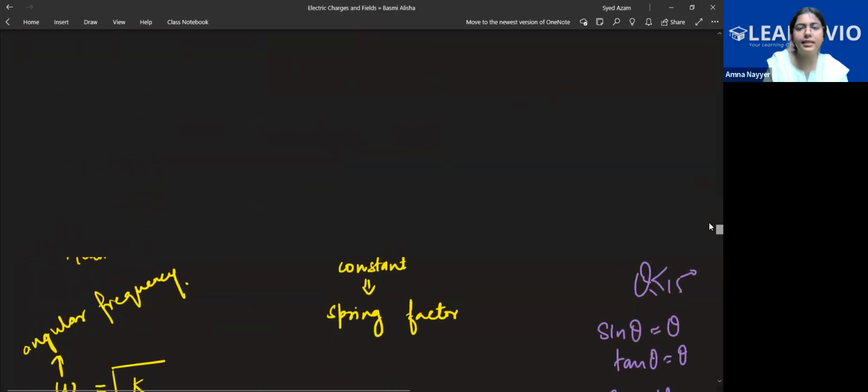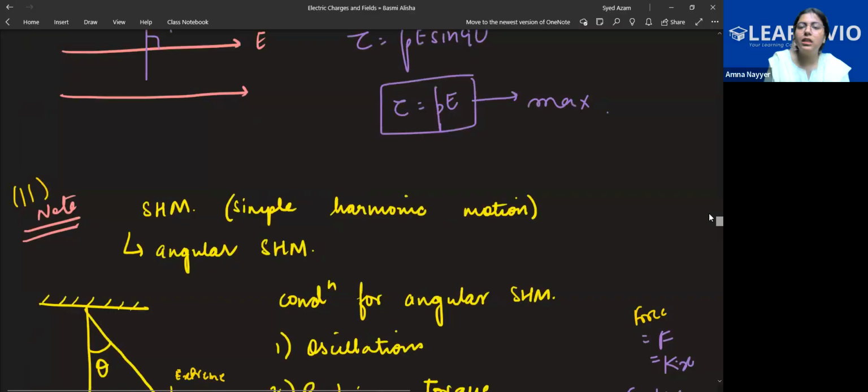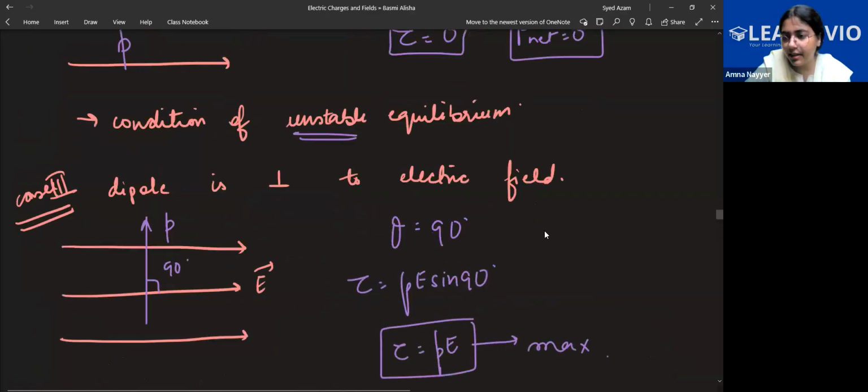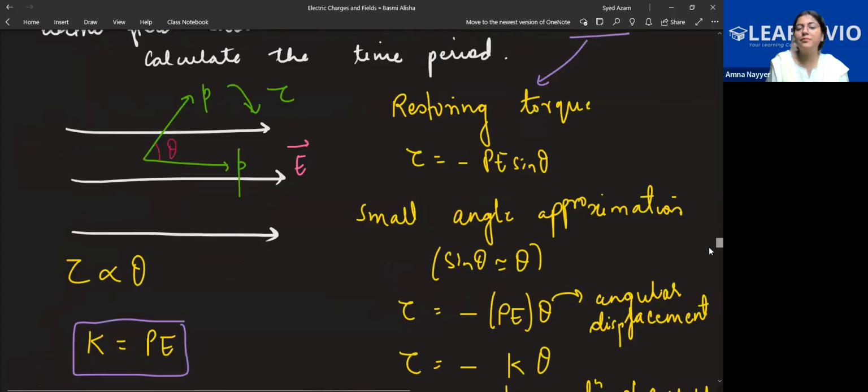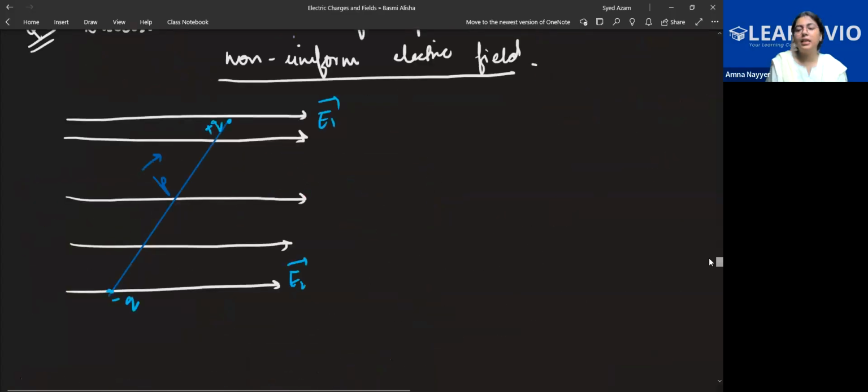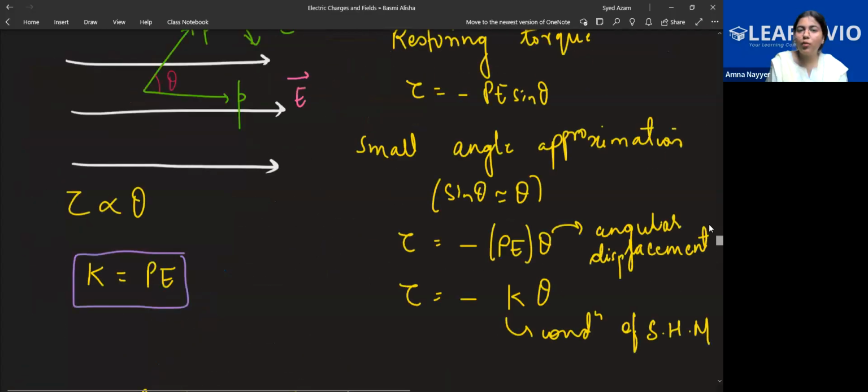We studied that when we have torque across an electric field, basically a dipole present in an electric field tends to rotate along the direction of the electric field. This is due to the torque that is present. So the formula of torque was P cross E, which is PE sine theta.